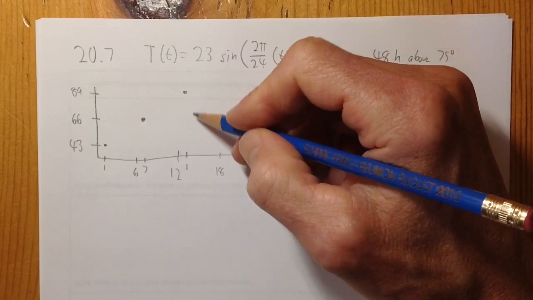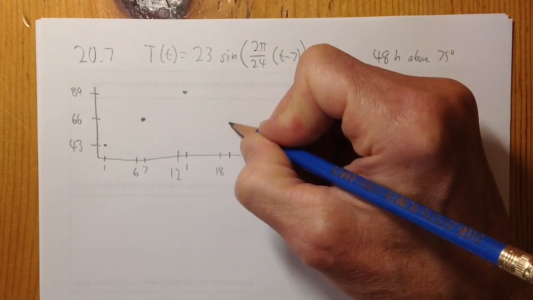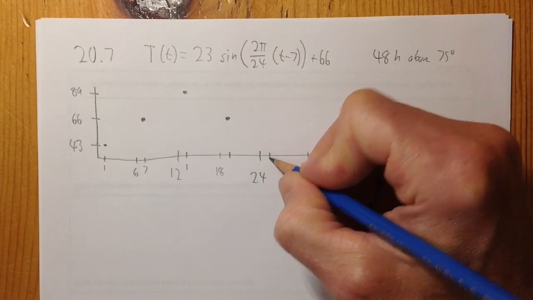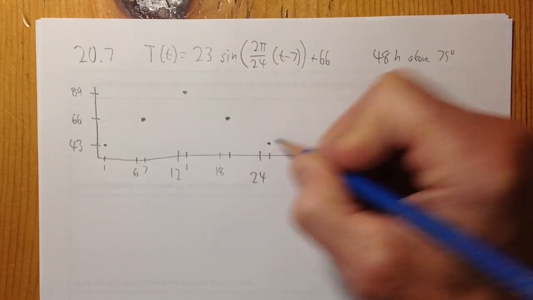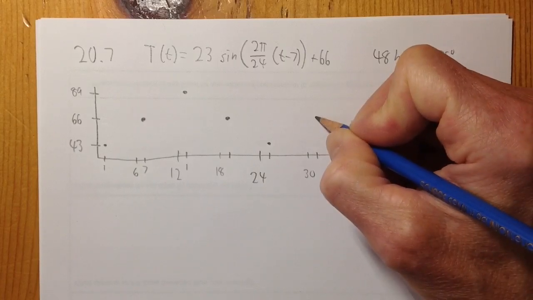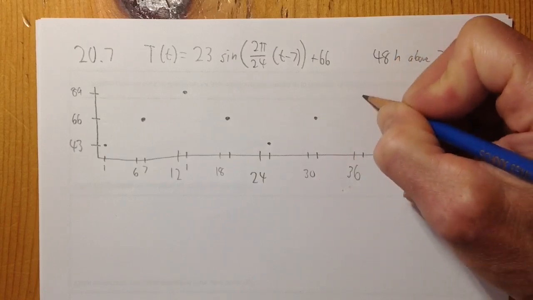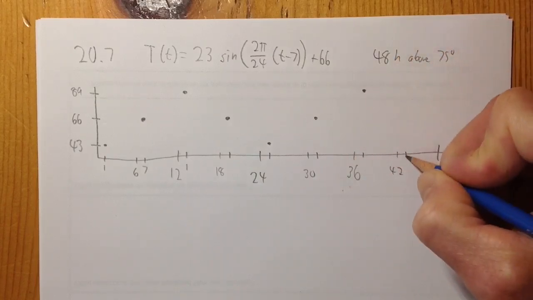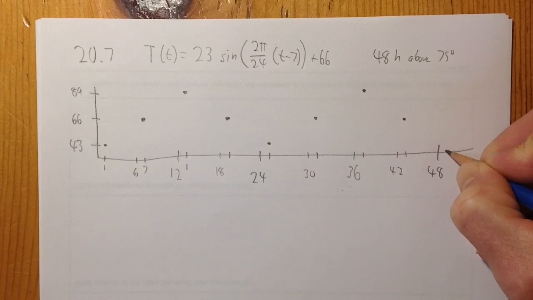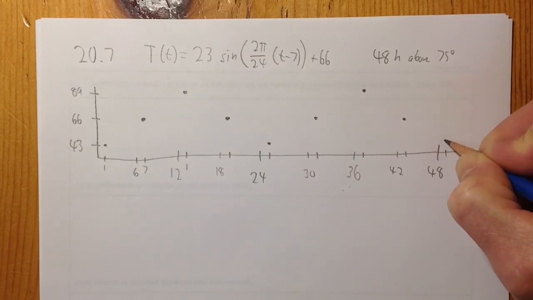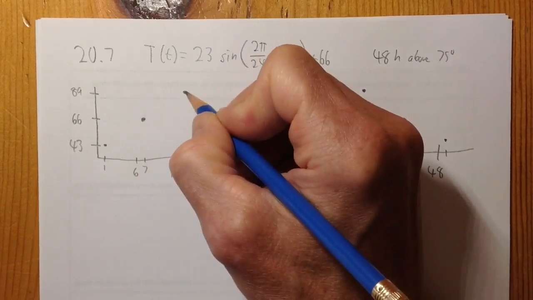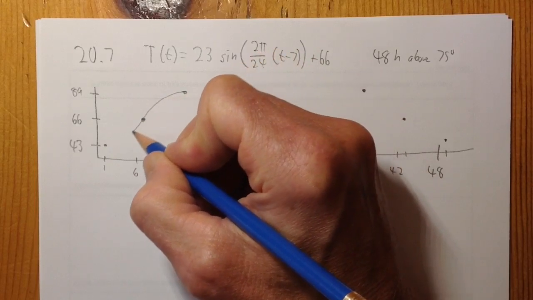And then, let's see, 6 hours after 1, which is 19 o'clock, it's in the middle again. And then 6 hours after that, which is 25 o'clock, it's at the bottom again. And then 6 hours after 25, which is 31, it's in the middle again. And then 37, it's at the peak again. And then 43, it's in the middle again. And then at 49, it's at the bottom. Okay, so now we draw our sine wave the best we can. So it's going to go something like this.